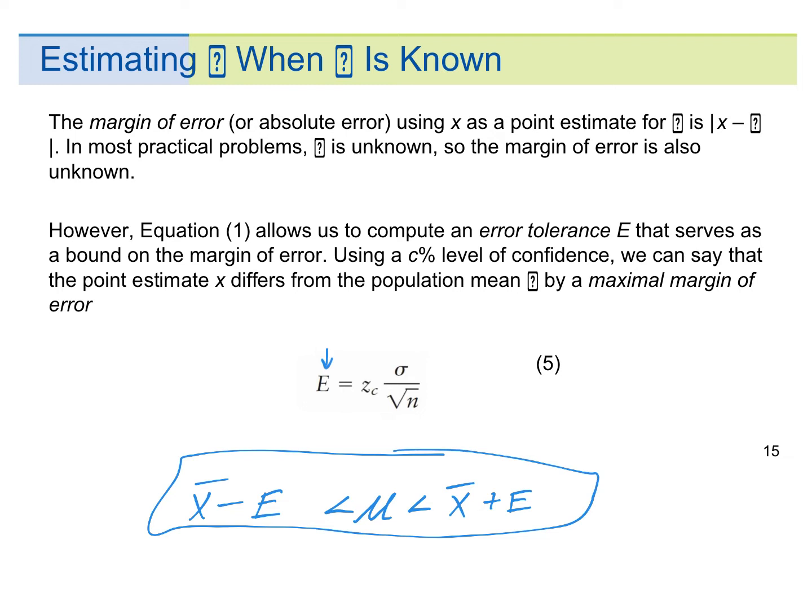Let's take a look at the E again. The Z sub C, this is what we just found. Remember, the 99% relates to 2.58. That's our critical value. Sigma, remember, this whole section is we're finding the population mean when sigma, the population standard deviation, is given to you. And then obviously n has to be given to you in the problem because we need to know our sample size.